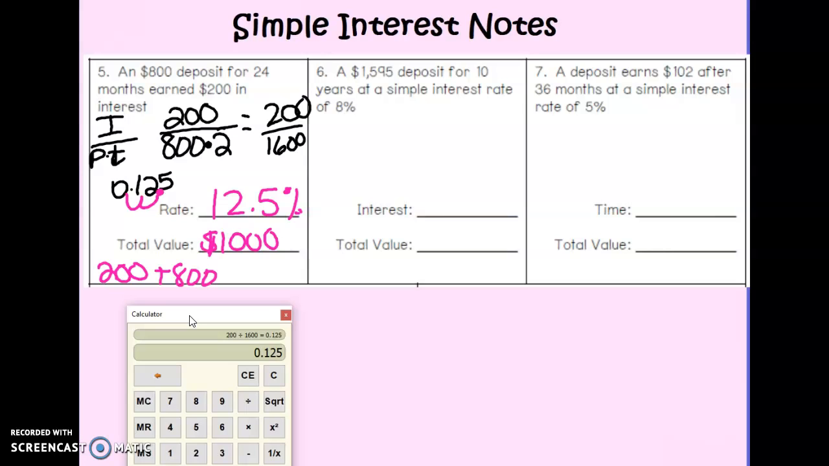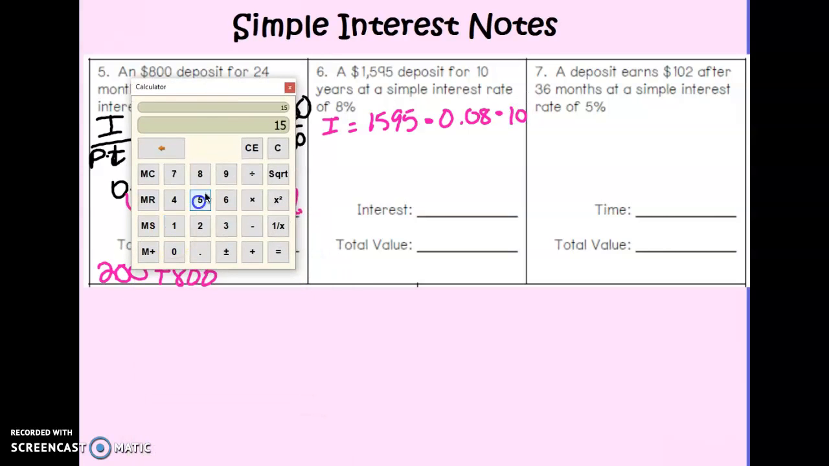All right, so our next question: a $1,595 deposit for 10 years at a simple interest rate of 8%. This one's asking for interest. So my interest is equal to $1,595 times 8% times 10 years. Then I just multiply this out, and I get $1,276 in interest. To get my total value, I'm adding my initial to my interest amount.